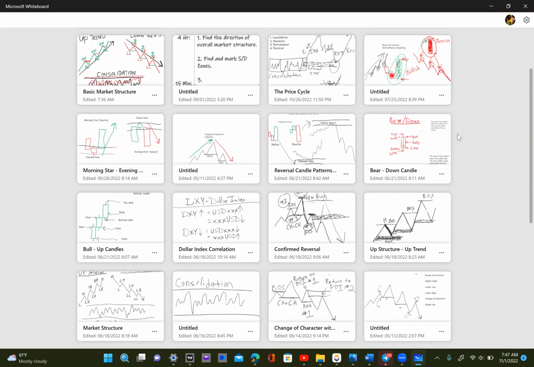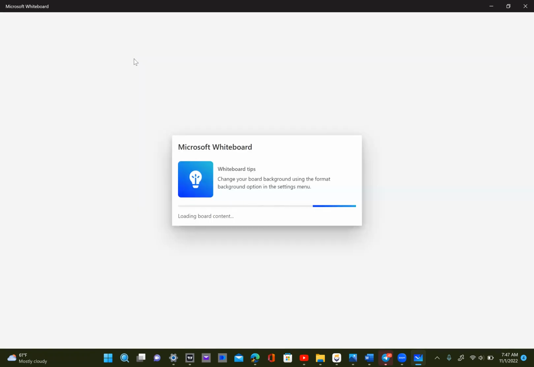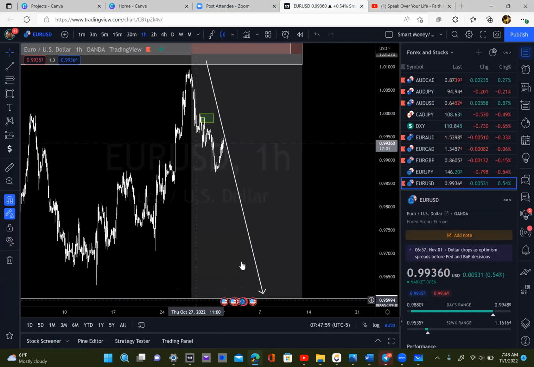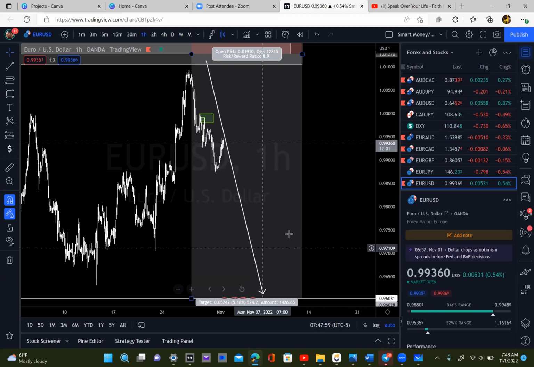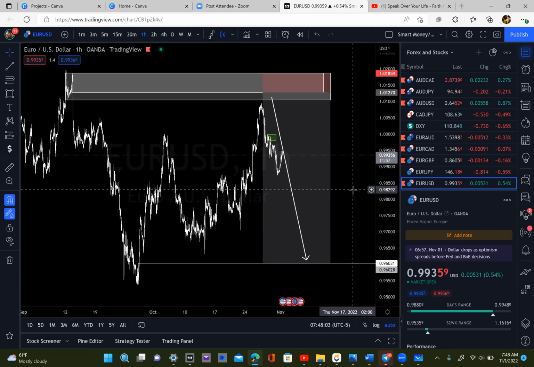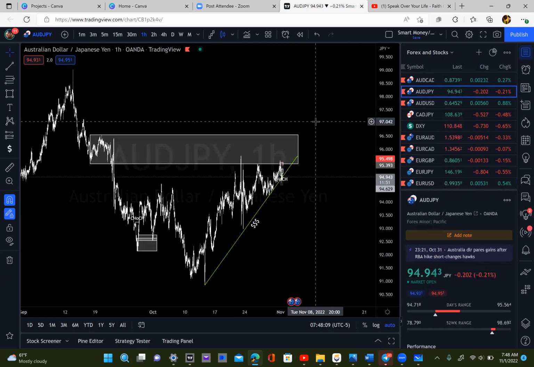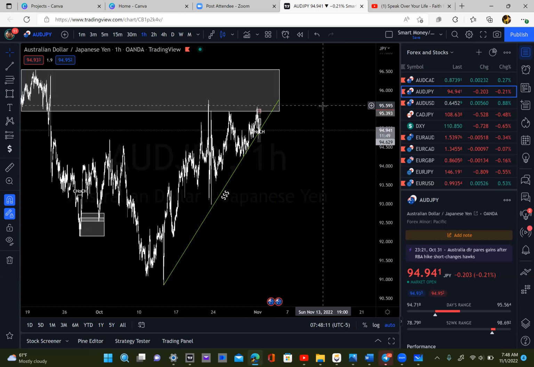All right, so now that we know what our market structure is and we know what to look for, now we go to the chart. Let's look at this in the live charts, because I'm telling you, these have been playing out to a T. Your USD got close. But let's look at AUDJPY, because this is a trade that I'm currently in right now.